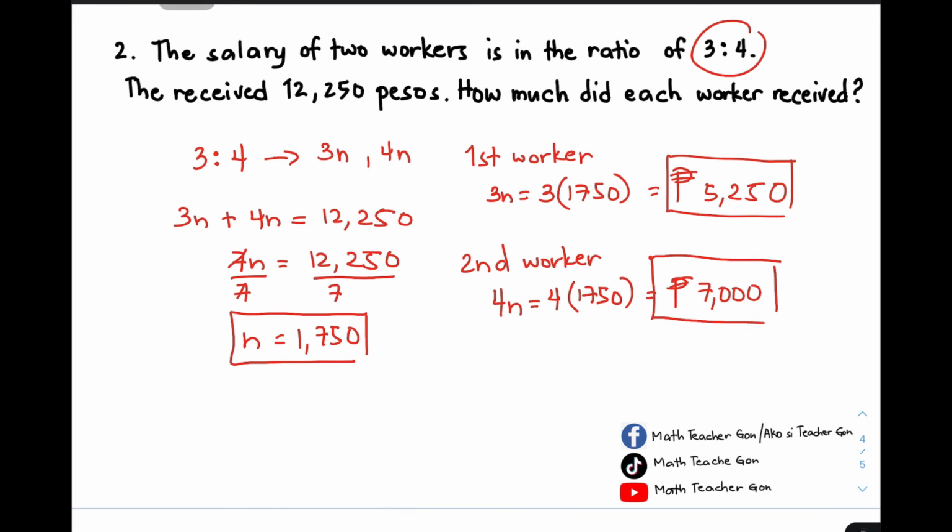And I hope, guys, na natuto kayo sa mismong video natin on how to solve ratio and proportion problems.